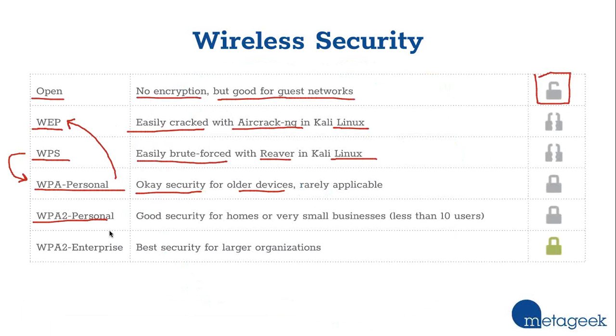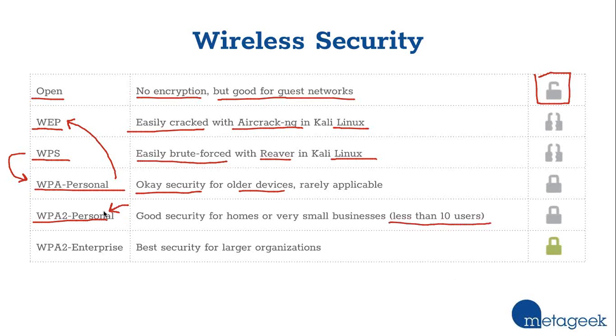WPA2 Personal is the final form of WPA. It's not the stopgap. It's the end goal. And so it's good for security in homes or small businesses, maybe a place with less than 10 users. The disadvantage with WPA Personal is that it uses a passphrase that everyone shares. So it's easy for that to get leaked out. If that got leaked out of the business, well, then you've got a problem because now other people can get on the network.